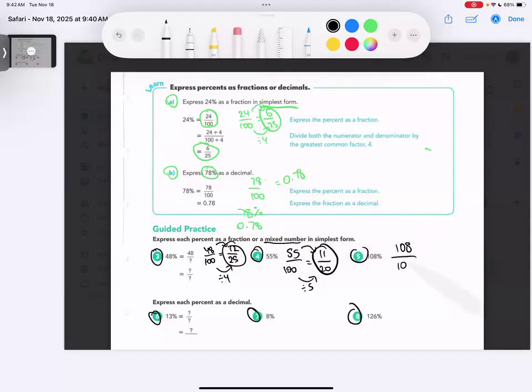108% is 108 over 100. As a mixed number, it's 1 and 8 hundredths. And again, I've got to simplify. I can divide both of these by 4. 1 and 2 25ths would be your most simplified version.